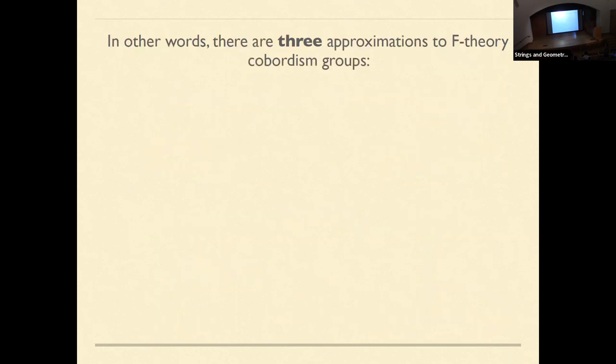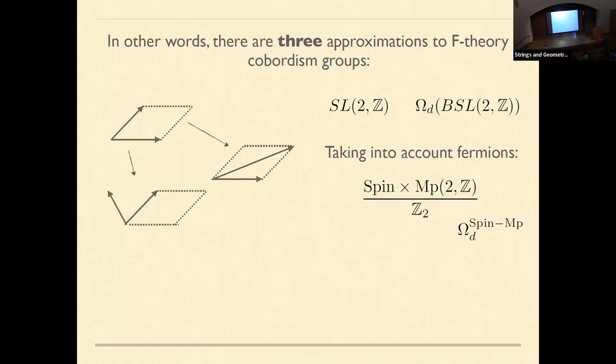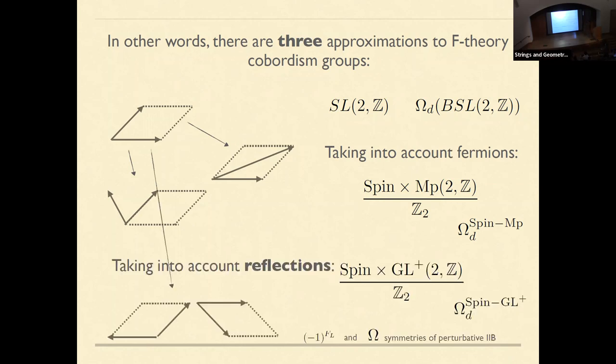So what did we do? We consider manifolds which have a bundle with this group, which interplays in the proper way with fermions. We took care of that. And actually, we computed the three approximations I just described to cobordism groups in F-theory or in type 2B supergravity with duality bundle. So if you imagine you have just an SL(2,Z) bundle, we computed those. Then we went to the next step and said, okay, we are going to take into account the fermions, but we're still not allowing reflections, just because it's simpler. We computed those as well. And finally, we did the whole thing, taking into account also the reflections of the F-theory torus.